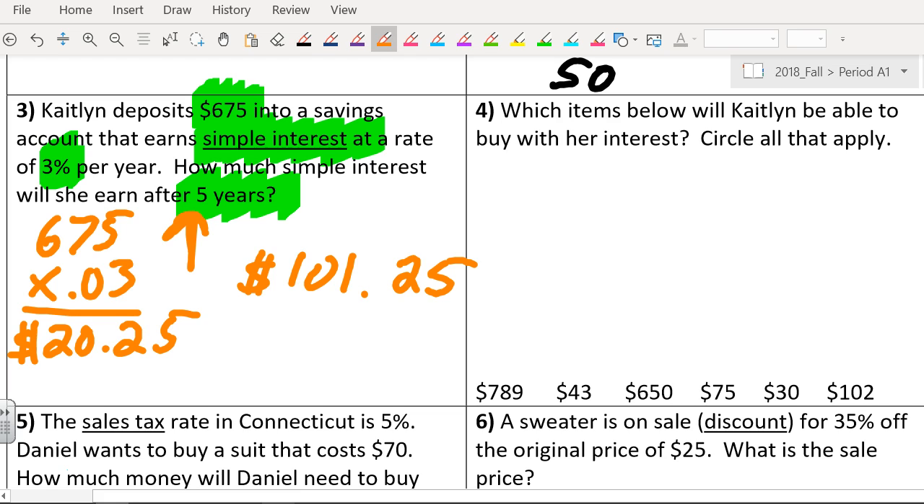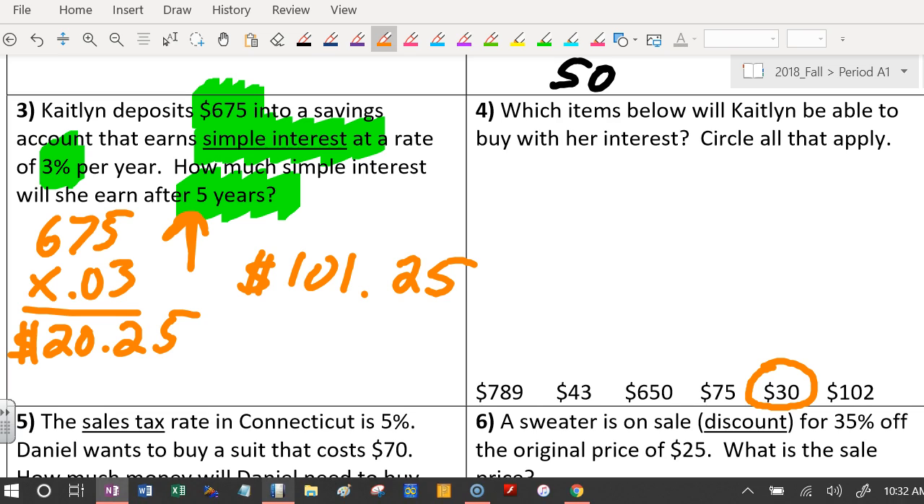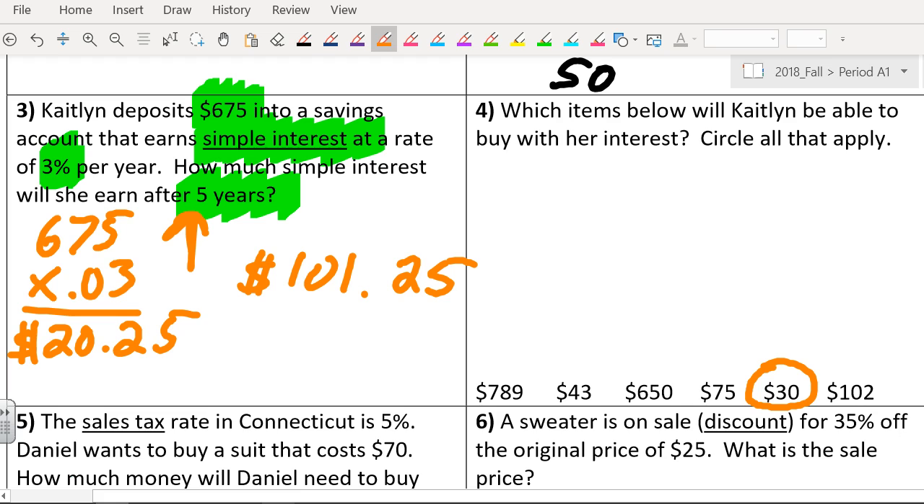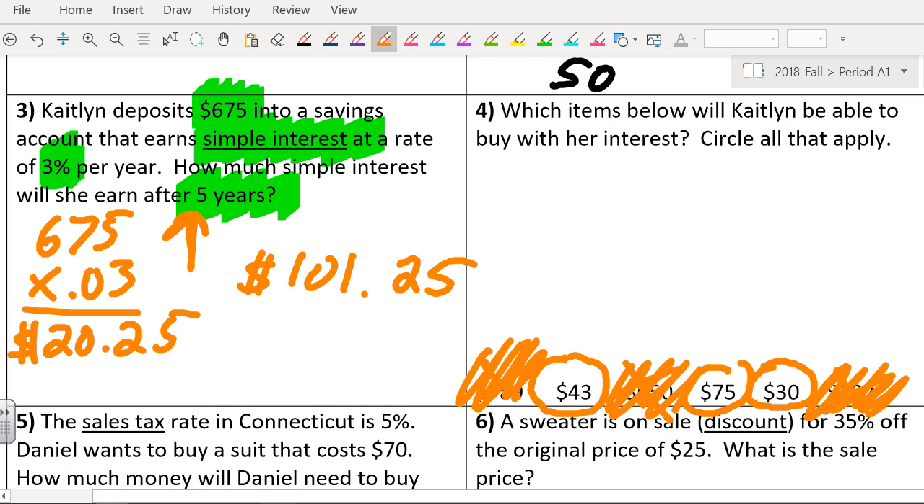Okay. So who thinks they can answer which things she can buy? Which dollar amount she has? Okay, which items below will she be able to buy? $30 one. Okay, so $30 she can afford. What else? 43 and 75. Excellent. So these three she cannot. So we would scratch them out.